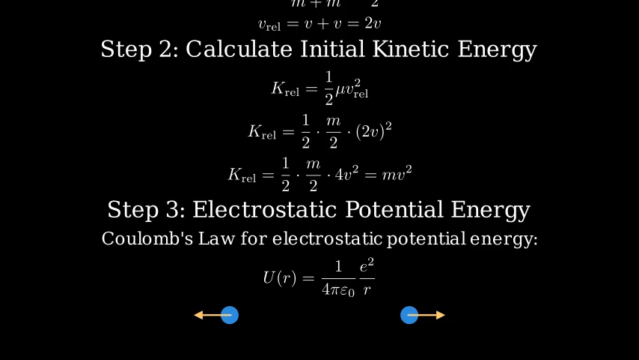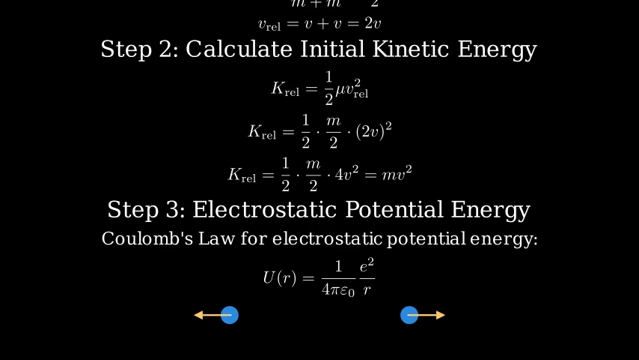Step 4. Now, we'll use energy conservation to find the minimum separation distance. Initially, when the electrons are very far apart, all the energy is kinetic, equal to m times v squared, as we calculated. At the closest approach, all the kinetic energy has been converted to potential energy, so the kinetic energy becomes 0, and all energy is now potential.